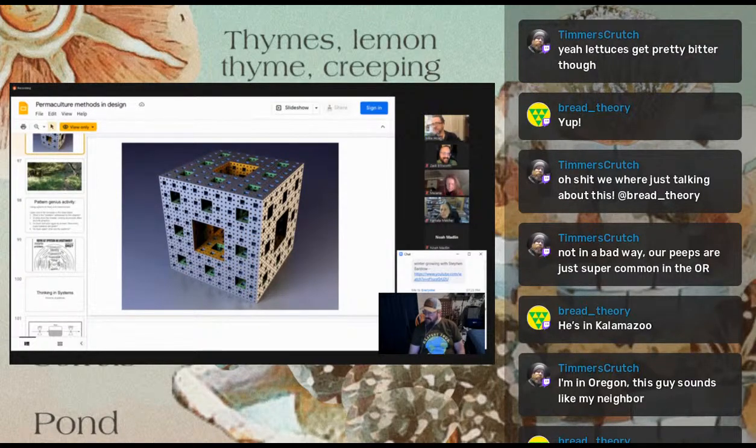Can I ask about the dandelions? Like, are you literally just digging up weeds from your yard and throwing them in a pot in the basement? Yep.